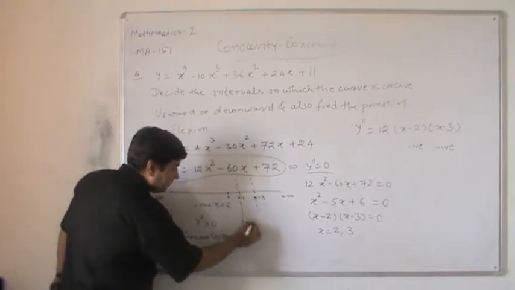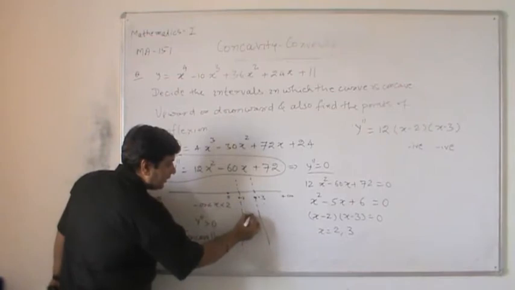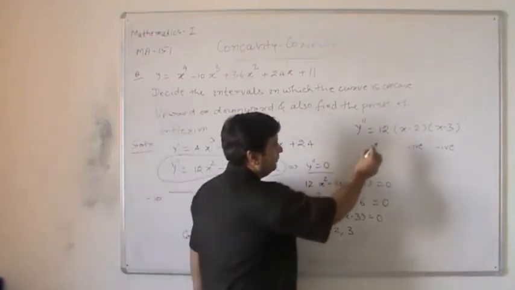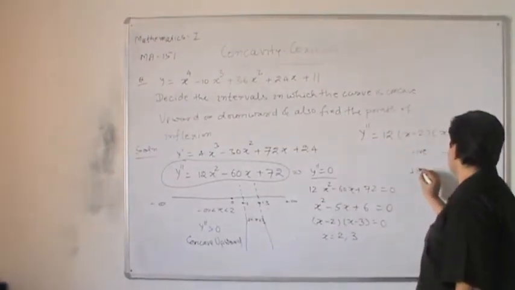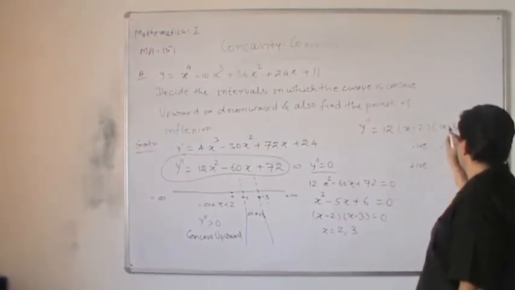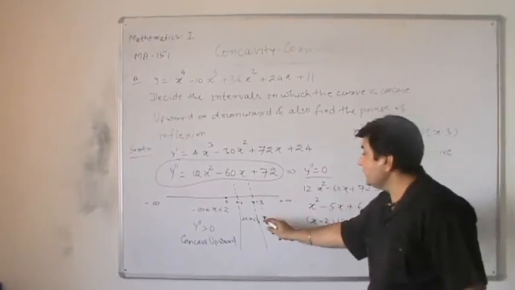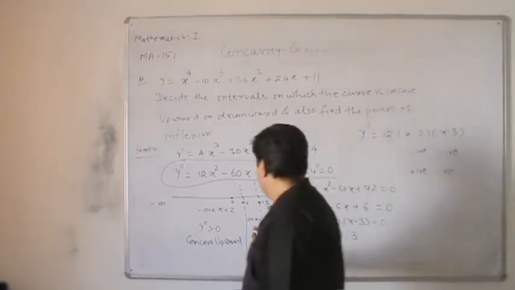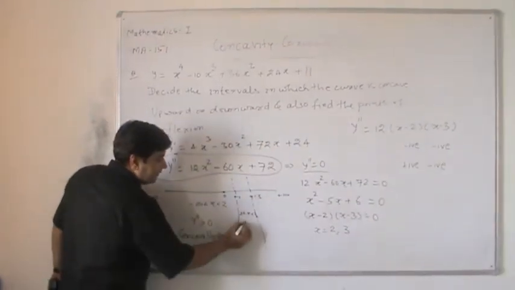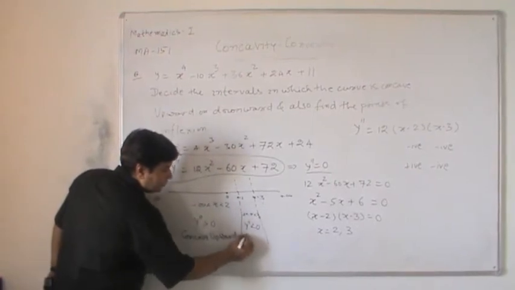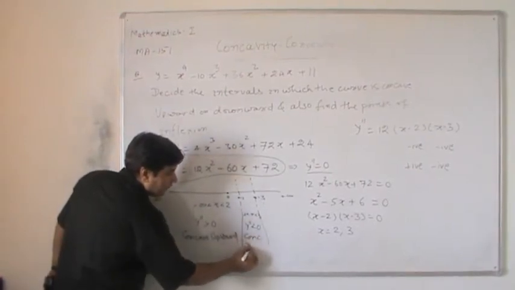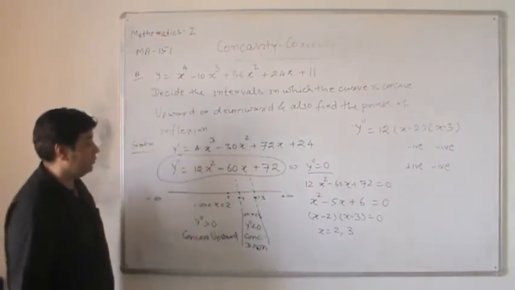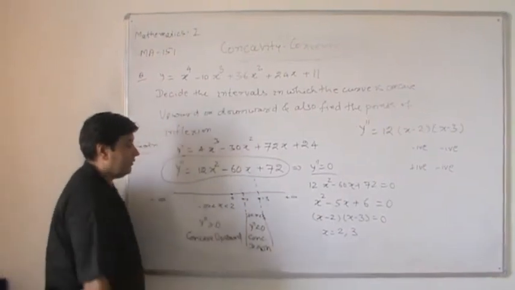In this interval, when your x is greater than 2 but less than 3, the first factor will be positive, and x minus 3 will be negative. So here in this interval, your second derivative will be negative. So you will have a concave downward curve. So in this interval between x equal to 2 and 3, your curve will be concave downward.